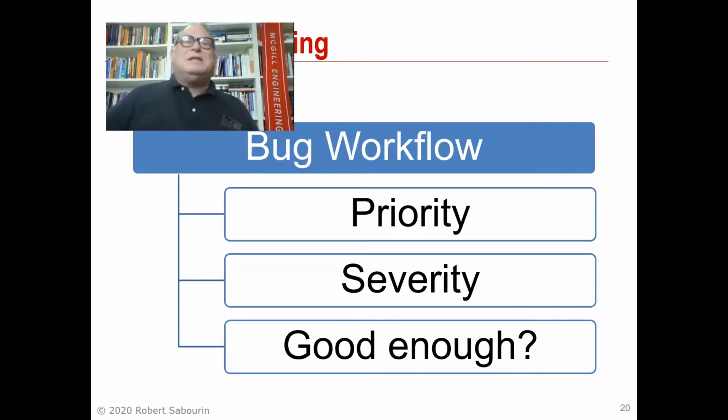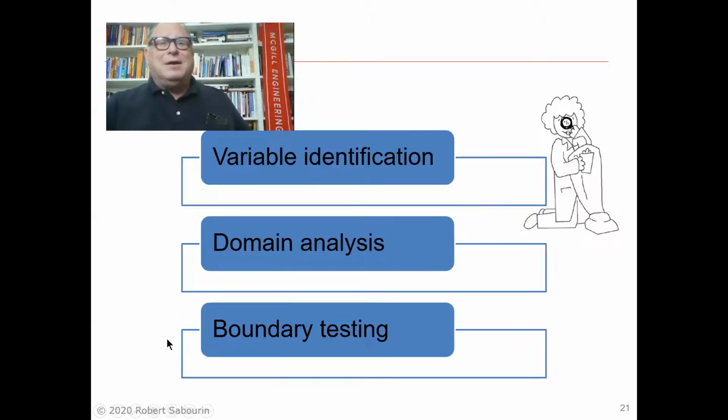What's good enough? What's a reasonable type of problem that we're looking for? And we don't want to waste everyone's time with cosmetic bugs if we're going to ignore them, or spelling mistakes if we're not going to do something with that later. So we're going to find bugs that matter.